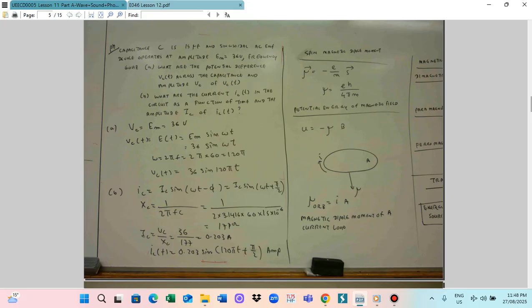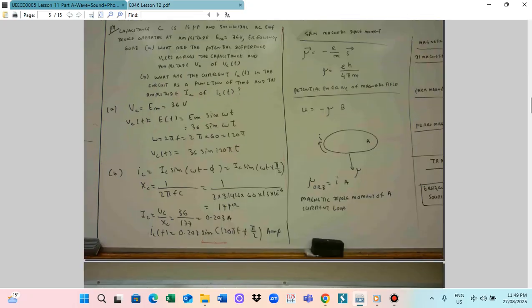Potential energy in the magnetic field: the equation is U equals minus mu dot B, where mu is the magnetic dipole moment and B is the magnetic flux density. That way you can calculate the energy in the magnetic field. For a current loop with current I flowing through area A, the dipole moment mu of the orbit is equal to I multiplied by A, current multiplied by area. So this is the magnetic dipole moment of a current loop.